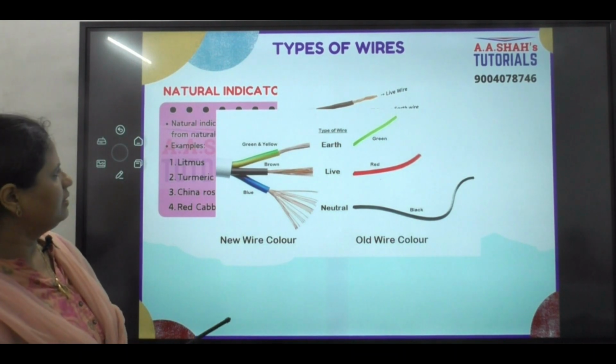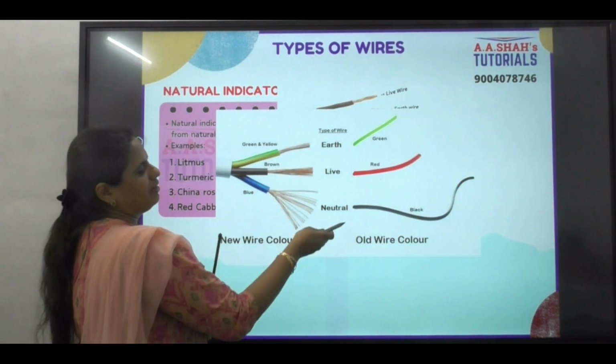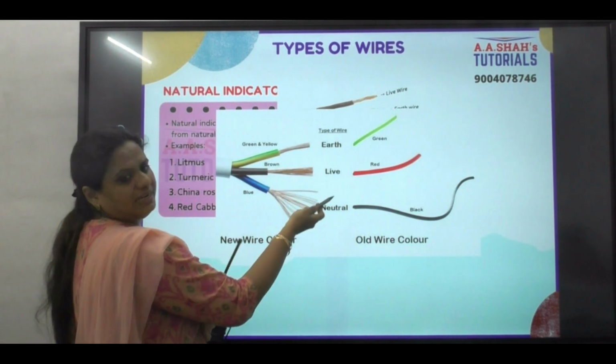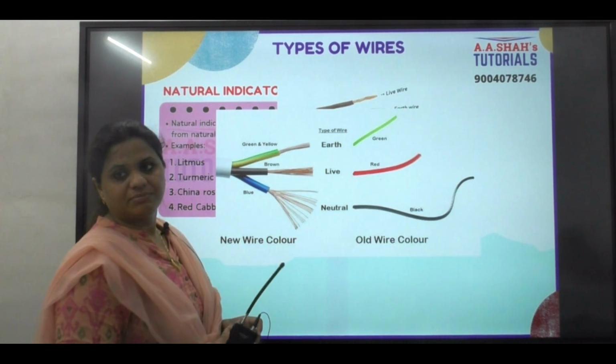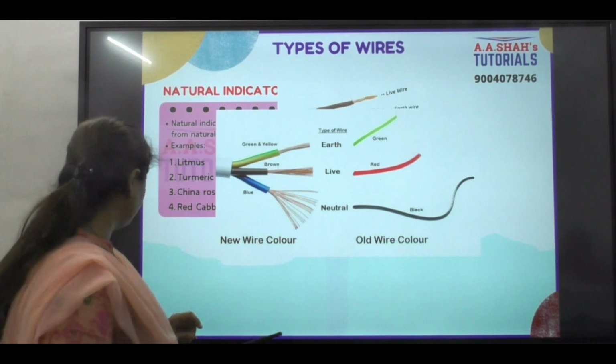So here you can see the wiring which is shown here. Live wire, neutral wire and earthing. Live wire is generally red in color. Neutral is black and earthing is green. So you should know this.